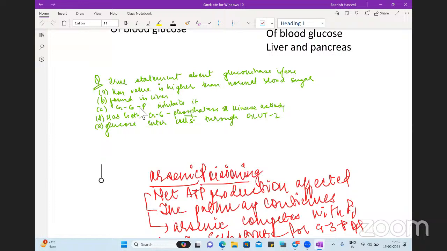I'm having some glitch, so I can't even go for polls. Okay, I can't even have polls.